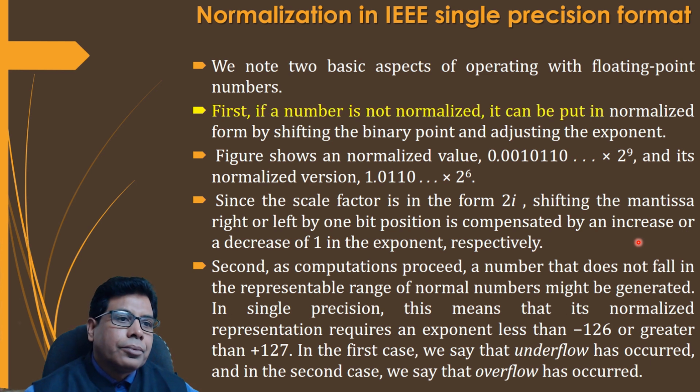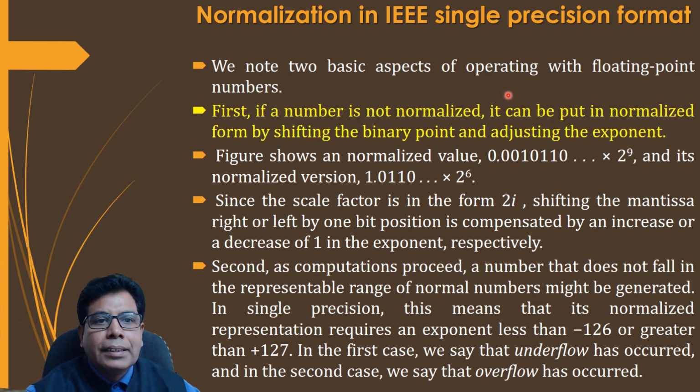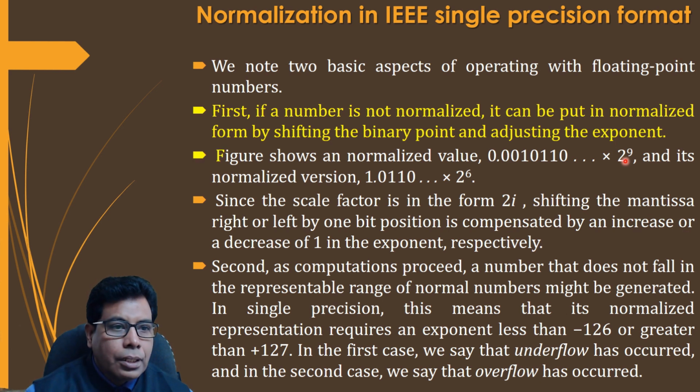So for normalization, here we have two basic aspects of operating with floating point numbers. First is, if the number is not normalized, it can be put in normalized form by shifting the binary point and adjusting the exponent. So this is shown in the figure. We'll see the figure later on.